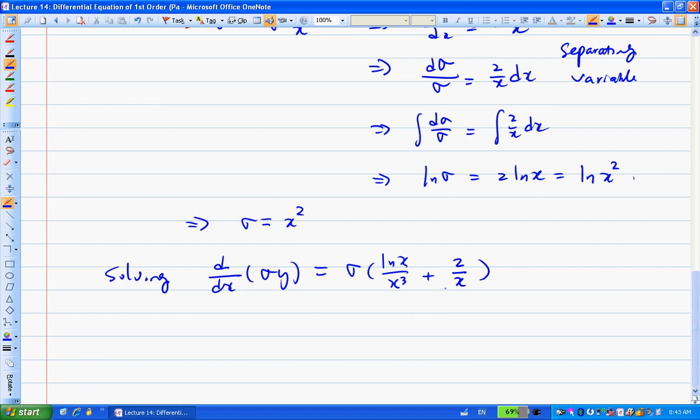Okay, so this is basically solving the original one turning into solving this one here. One common mistake is some students forgot to multiply the sigma at this right side here. Don't forget that. And our sigma is x squared, so we can multiply x squared into this first.